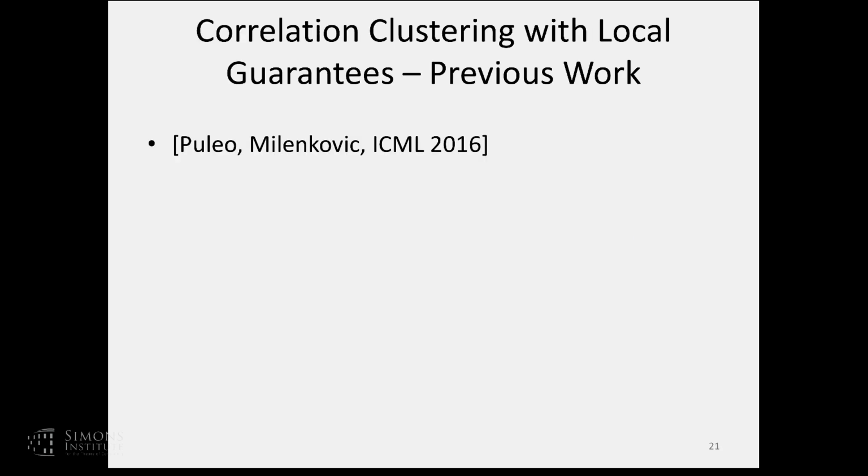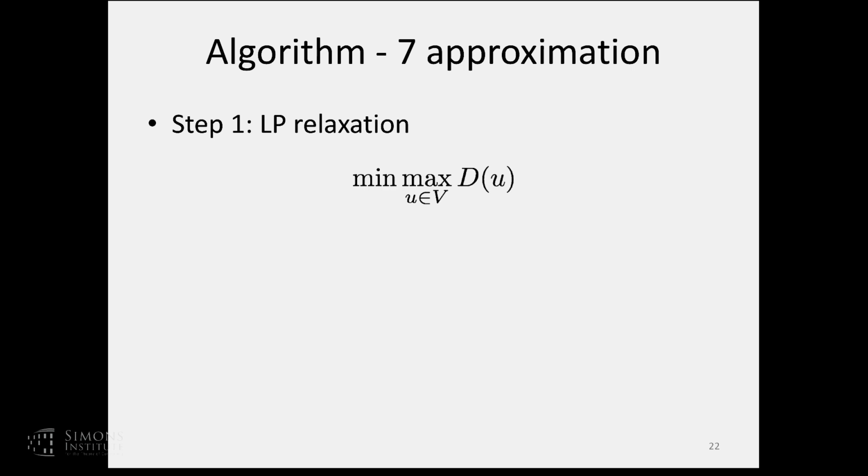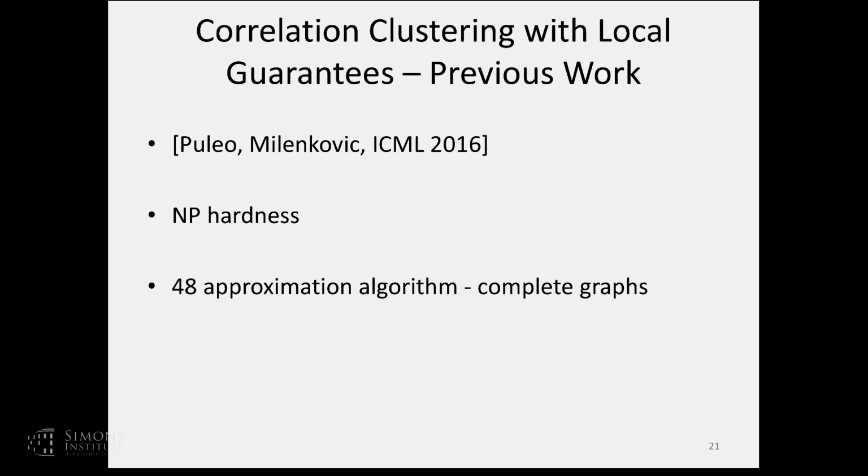So let me tell you what's known. It's known that this problem for complete graphs, and hence for general graphs, is NP-hard. Puleo and Milenkovic gave a constant factor approximation for complete graphs. And that's it. A complete graph is an unweighted one, all weights are the same. Yes, all weights are the same. And that's the status of the problem. They also gave an integrality gap for general graphs. So we're going to give a simpler and a better constant factor algorithm for complete graphs. I'll also give you an algorithm for general graphs, which will answer this question somewhat. And I think that's all I'll have time for.